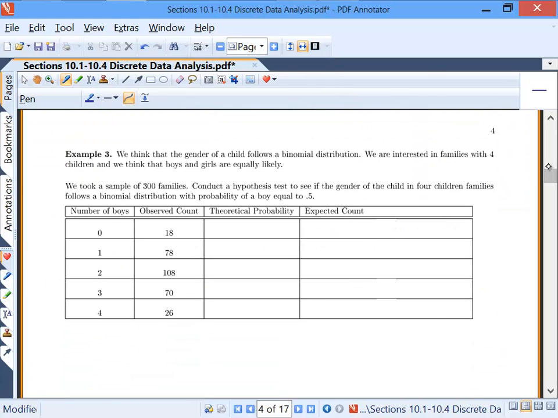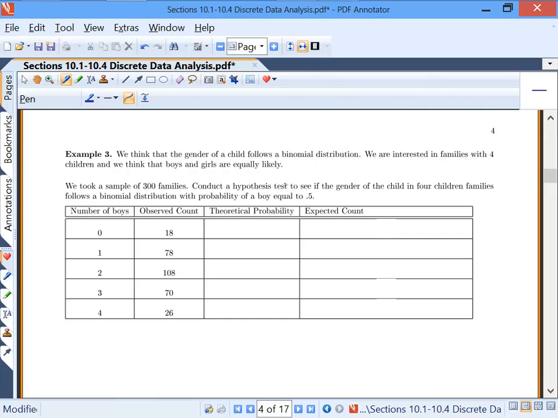Let's try the next example. So we think that the gender of a child follows a binomial distribution. We are interested in families with 4 children, and we think that the boys and girls are equally likely. Now we took a sample of 300 families, and we are going to be looking for how many are boys.